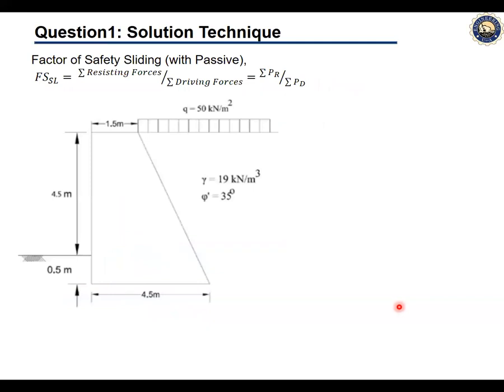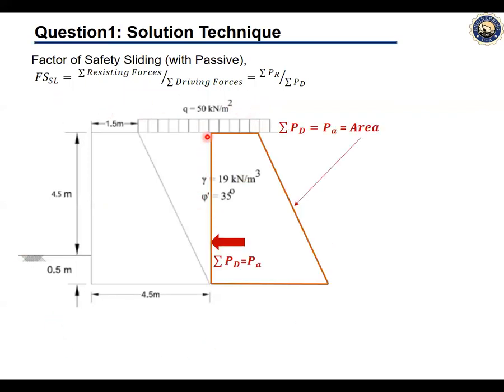On the next step, from the literature, we know that the factor of safety against sliding, FSL, is the summation of the resisting forces divided by the summation of the driving forces. Considering the resisting forces as PR and the driving force as PD, we can then calculate the driving force. This is the active earth pressure distribution diagram that we got from the previous slides. We can easily calculate this area, and that will give us the summation of the driving forces.